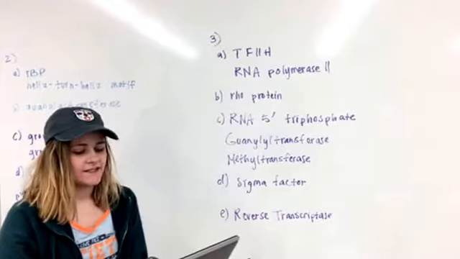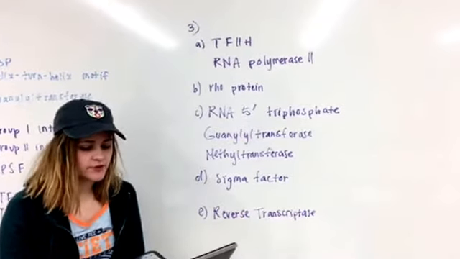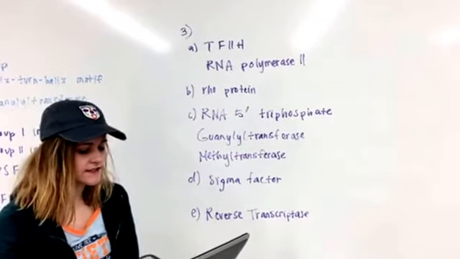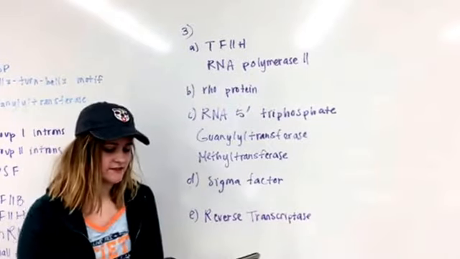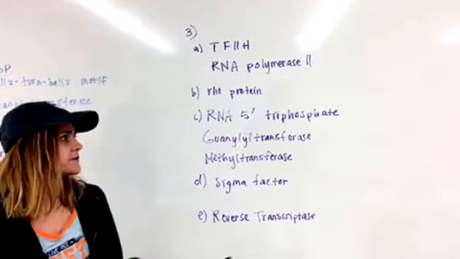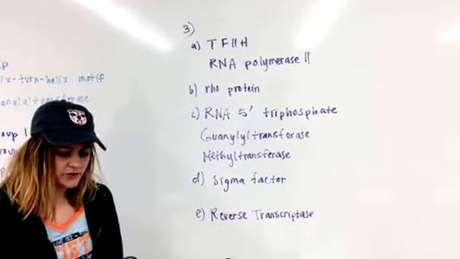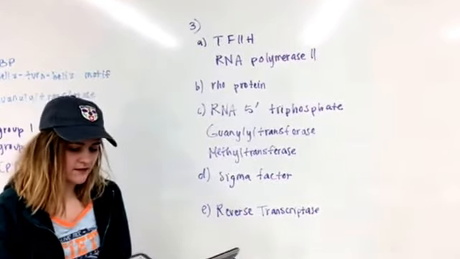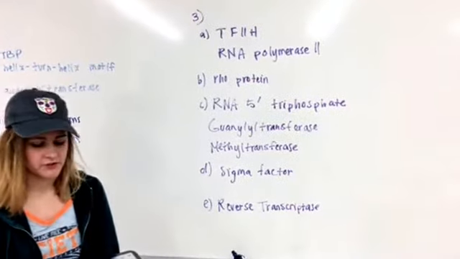So for question 3, part A, it says indicate 2 proteins in either prokaryotes or eukaryotes that act as a helicase to separate 2 DNA strands during transcription. And so we got TFIIH and RNA polymerase II. For part B, it asks to indicate 1 protein in prokaryotes that acts as a helicase to separate RNA from DNA during transcription, which is the Rho protein.